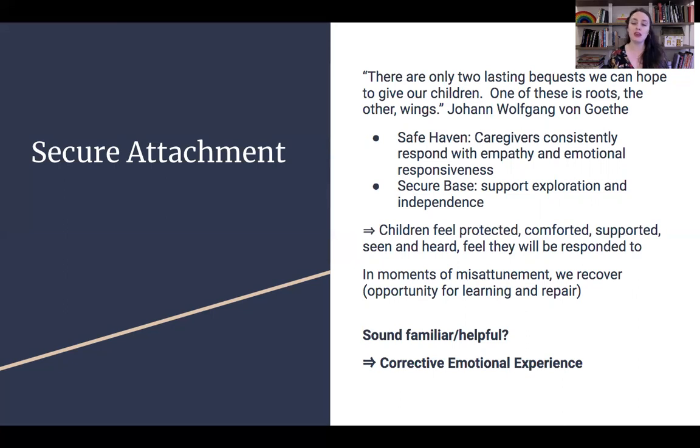We always want to be thinking about attachment with our clients because they have their little version of themselves inside. They have their inner child in there, and they've grown up around this attachment style. And so it's important to be thinking about this. And then as therapists, we're modeling this secure attachment. We're providing this safe haven and this secure base. And that right there is the corrective emotional experience.